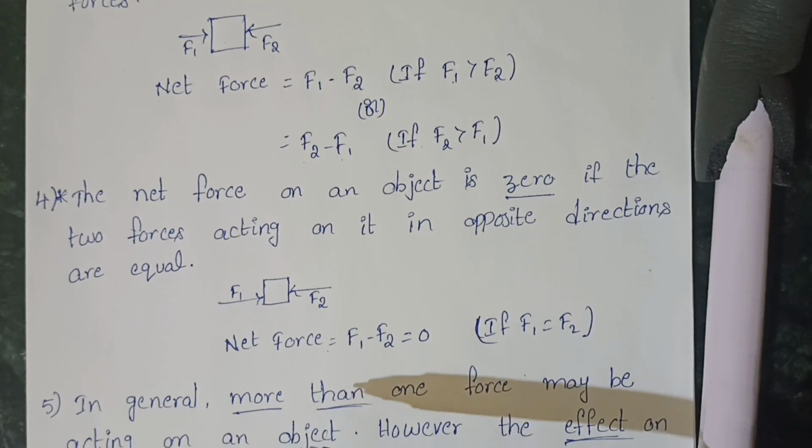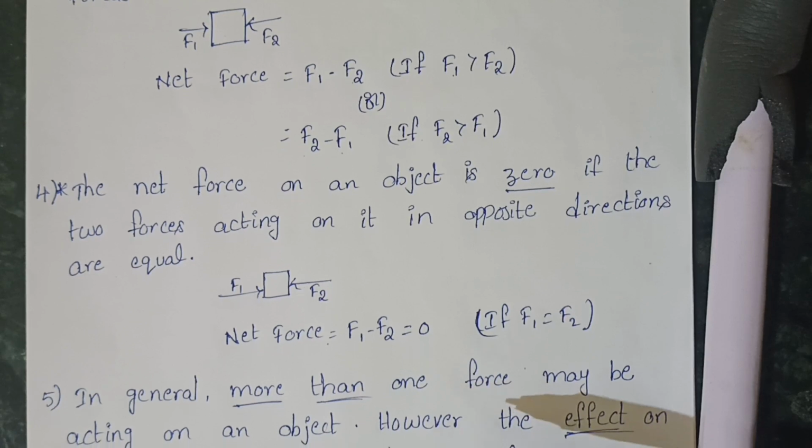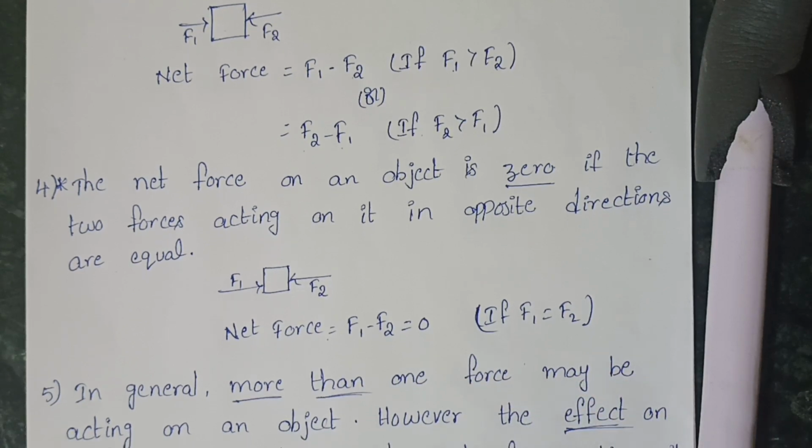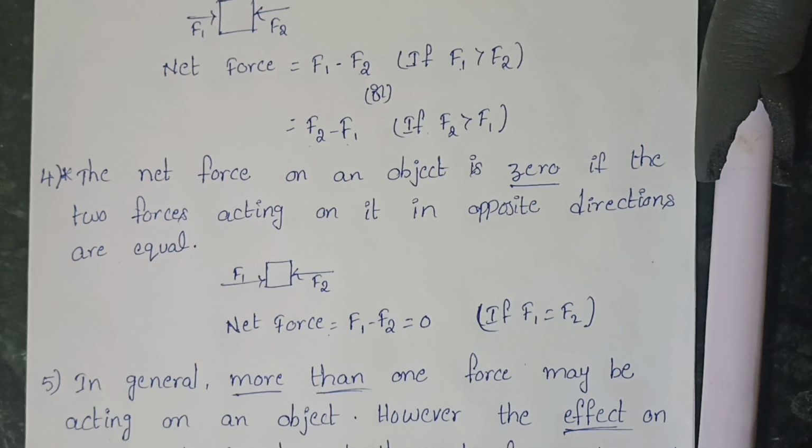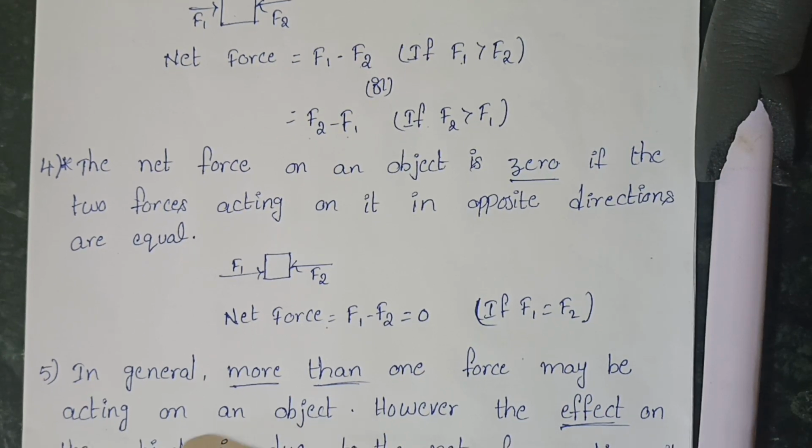So fifth point, in general more than one force may be acting on an object. However, the effect on the object is due to the net force acting on it. It means, suppose more than one force is acting on the object, however the effect on the object is due to the net force acting on it. So in whichever direction the net force is more, the effect of force will be in that direction.